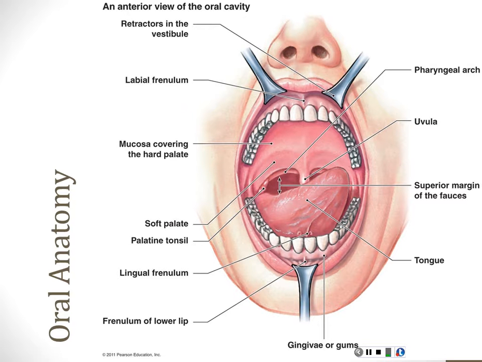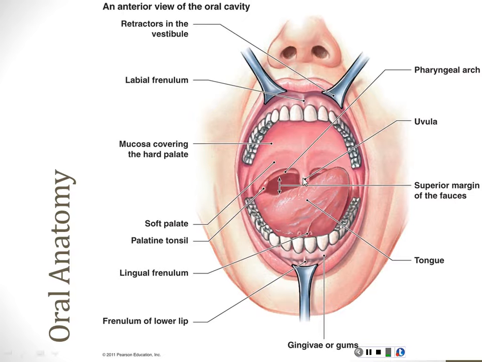And now lift your tongue, point your tongue to the roof of your mouth, and you can see that. On each side of the lingual frenulum are some of the salivary gland ducts. The salivary glands come out. Okay? So there's the tongue.